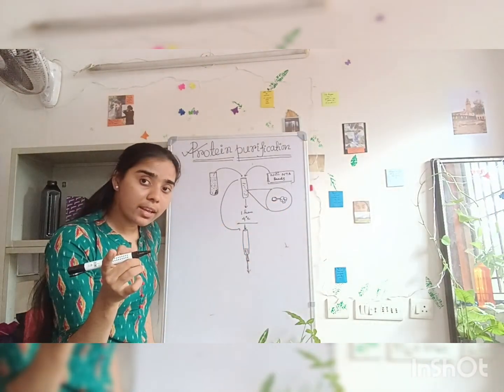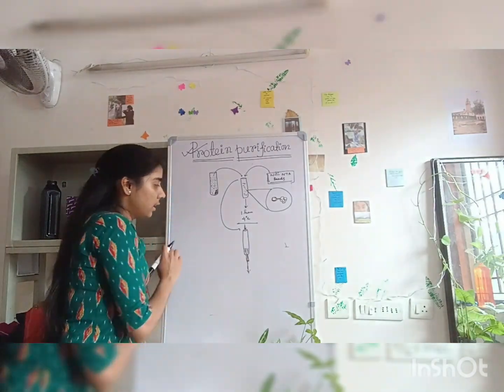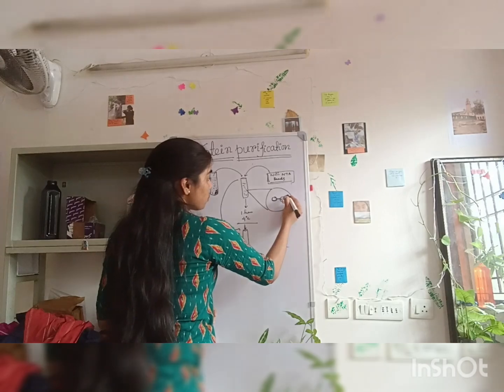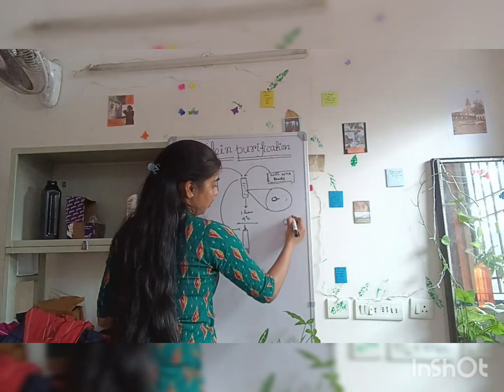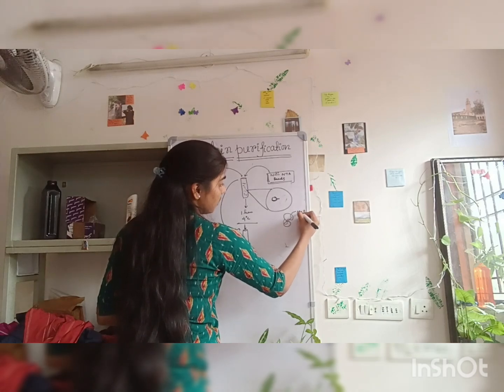Now your protein of interest is inside this column. For that, your protein should have one thing. Now this is a protein. It should have a histidine tag.